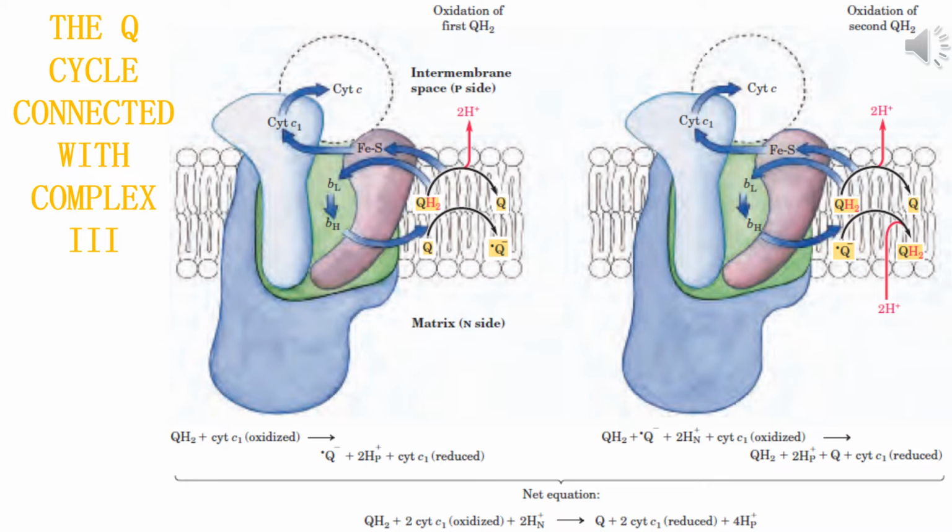Now, what about the second half? Here also there is the QH2. The QH2 interacts with the semiquinone radical formed in the first half and also with 2 protons taken from the matrix side of the mitochondrion and also with cytochrome C1. And what's the result? QH2 is remaining there while 2 protons are pumped towards the intermembrane space, while cytochrome C1 is accepting the electron from the semiquinone radical. So cytochrome C1 is reduced and the semiquinone radical is now quinone. The net equation is given at the bottom of this slide and these things are explained in the next slide also.